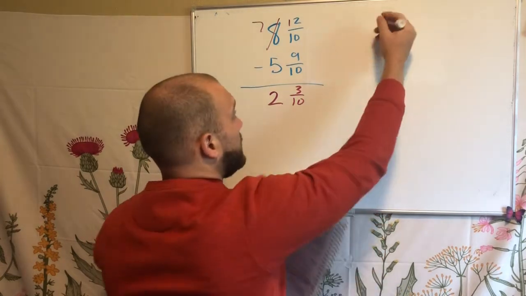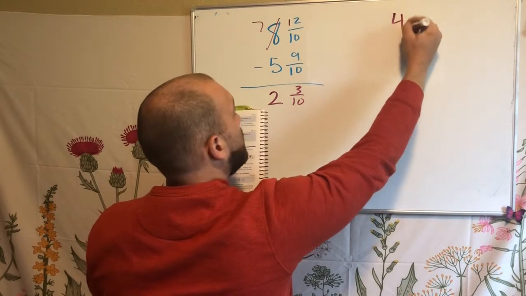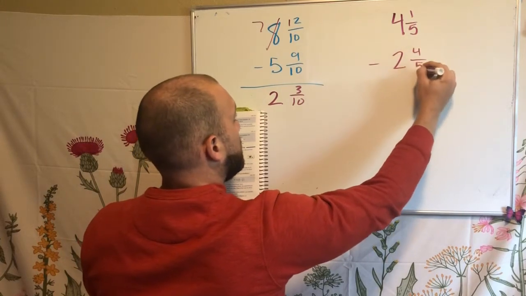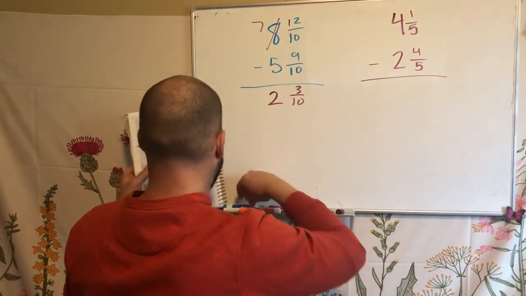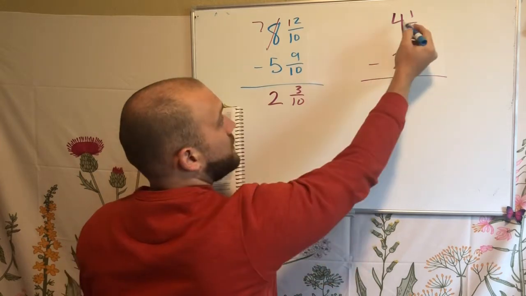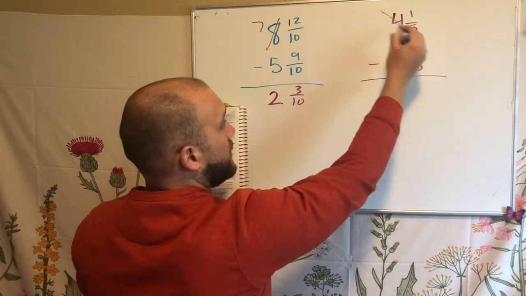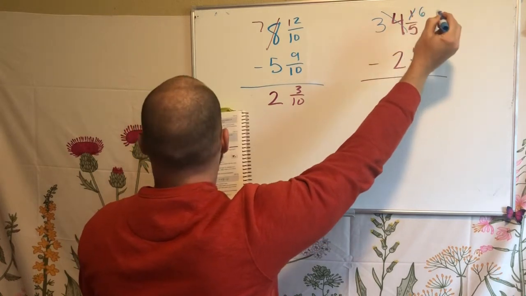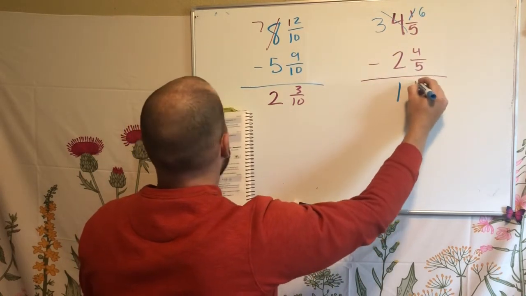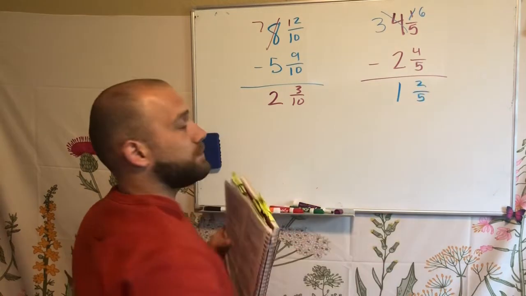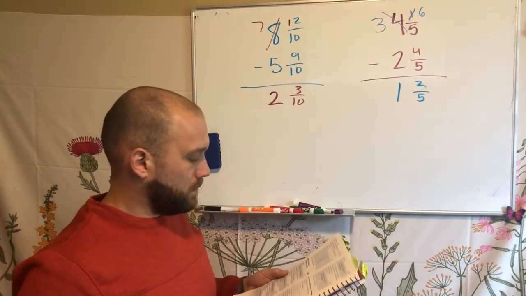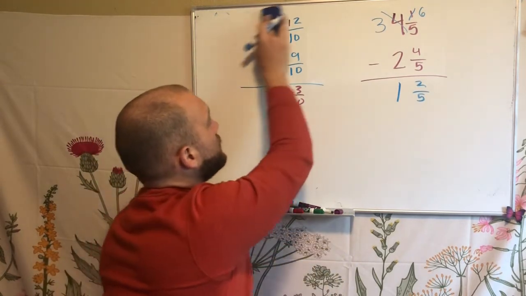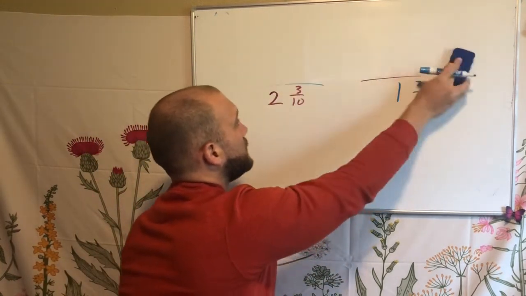And problem C, you would have had 4 1/5 minus 2 4/5. This is 1 minus 4 can't be done, so that'd be a 3. You'd add 5 over here to make this 6. And your answer would be 1 2/5. Remember to let me know if you're having problems with these. Now, let's switch gears.